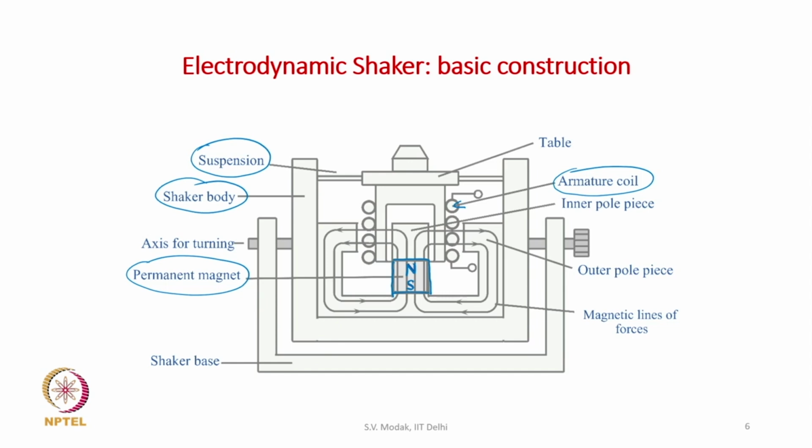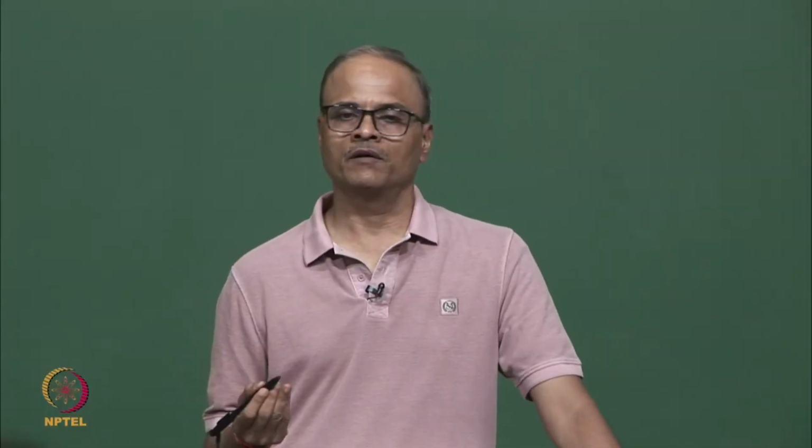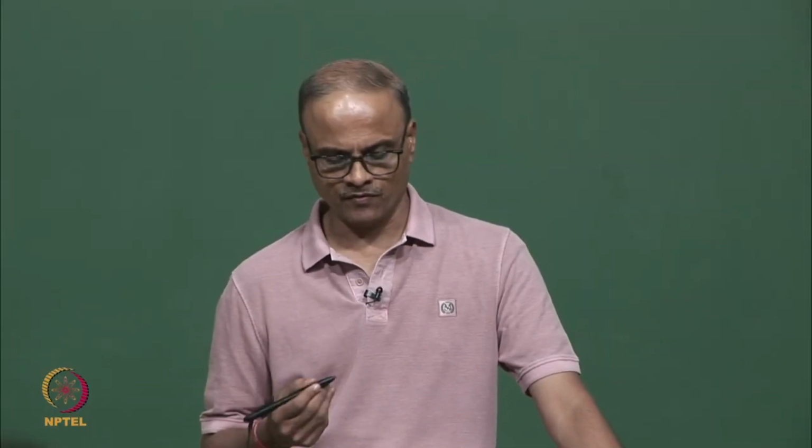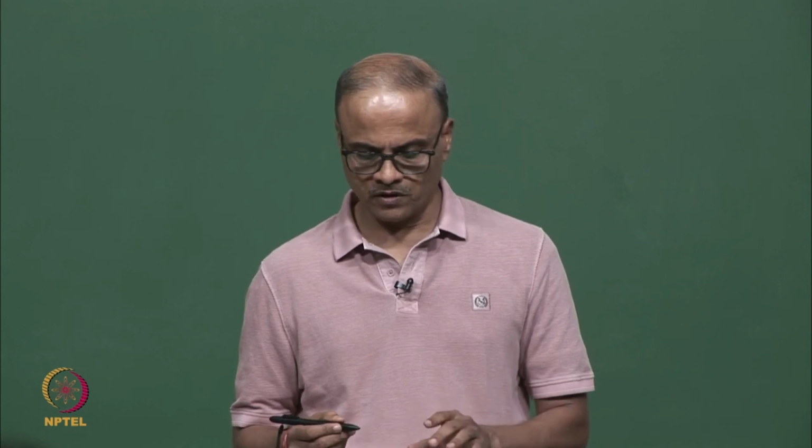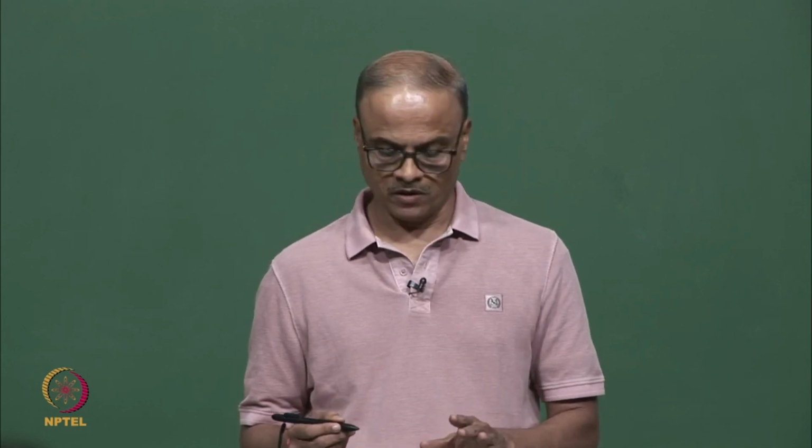So, in small shakers permanent magnets are generally used, but in bigger shakers, which are meant for generating larger amounts of force, an electromagnet is used to generate the magnetic field. This magnet will generate a magnetic field with magnetic lines of force starting from the north pole and terminating at the south pole. Here in the shaker, two pole pieces of soft iron are used, as shown here.